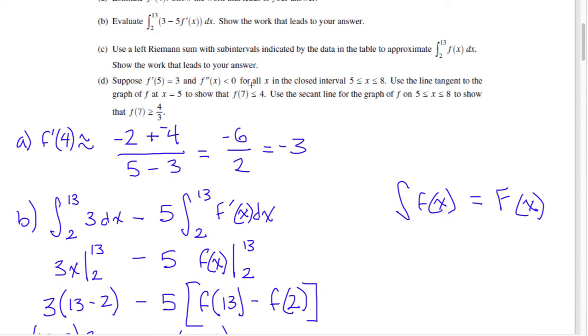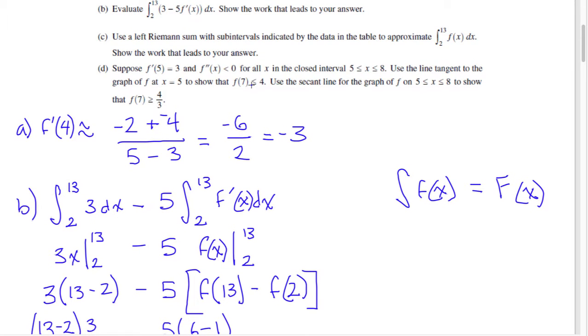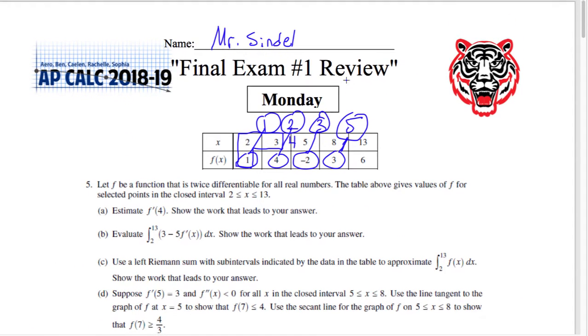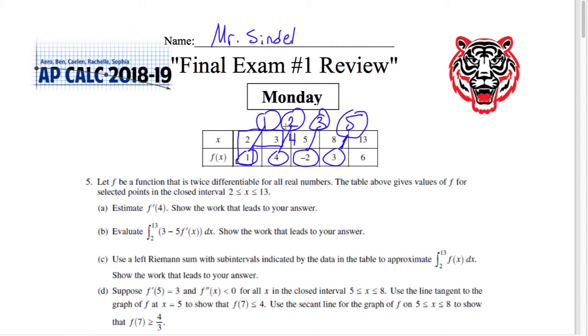All right, and then D. Suppose these things are happening. Suppose that the slope at 5 is 3 and that it's concave down. That's how I read that. F double prime of x is less than 0. It means F double prime is negative, which means it's concave down between 5 and 8. So 5 and 8, what intervals are we looking at? 5 and 8 are looking right here, just between these 4 pieces of data.